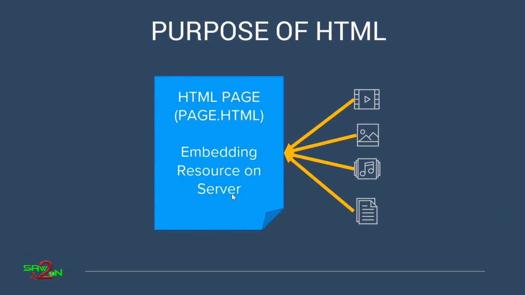The resources could be video, image, text, data, anything that is sitting on the server. You want to display that onto the client machine, onto the browser. Then you create something called an HTML page and you write HTML code in it, and that code can be used to display the content from the server onto the client machine.